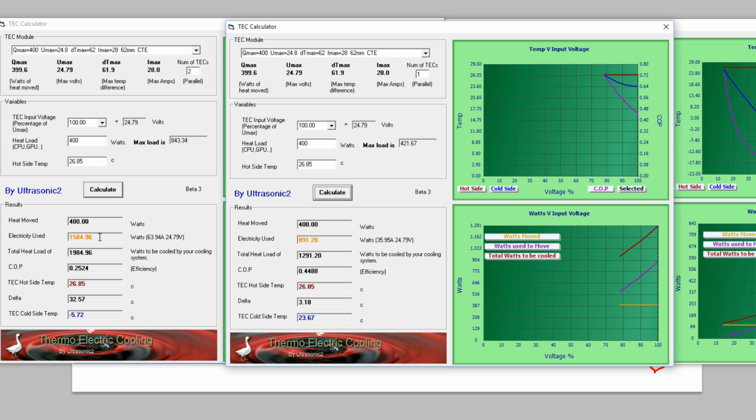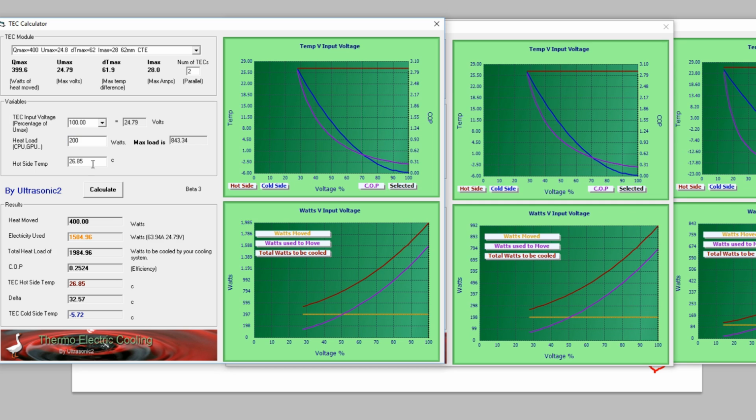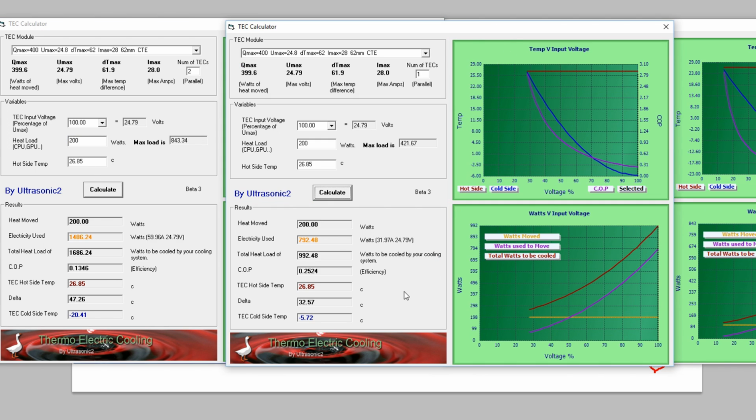Now, I realize that we've got this input voltage at 100%, and you would normally not run it at 100%, and the idea would be to go to multiple TECs and run them at a lower input voltage to increase the efficiency. And we'll talk about that now. So let's go back to our 200 watts, and we achieved a 32 degree delta. If we go back to 200 here, okay, we've got a 47 degree delta, but we're using twice as much power.